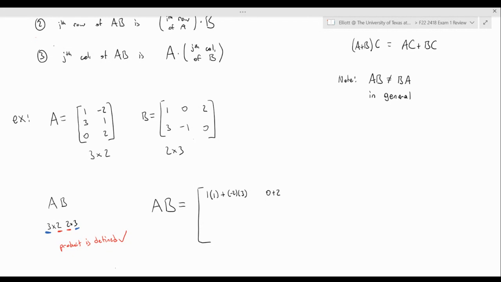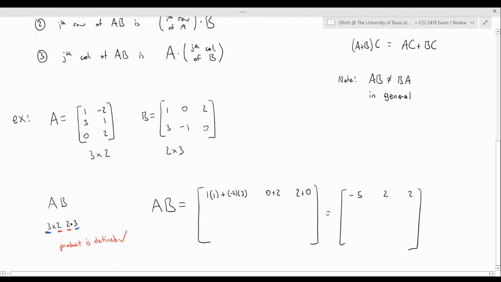Then if we continue, taking the first row of A times the last column of B, doing the dot product, it's going to be 1 times 2 plus -2 times 0. So right now that fills out the first row of the product. Then, quickly doing the rest of it, if you take the second row of A, you want to do the dot product with each of the columns of B.